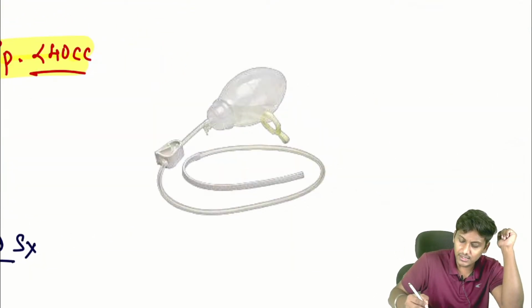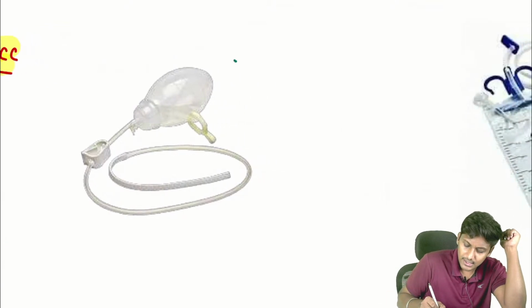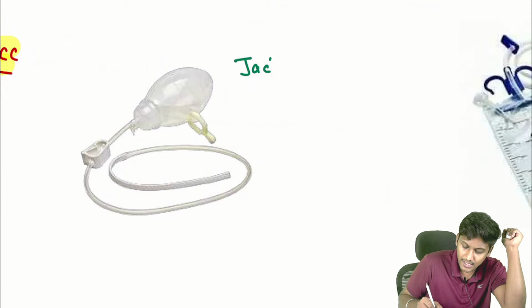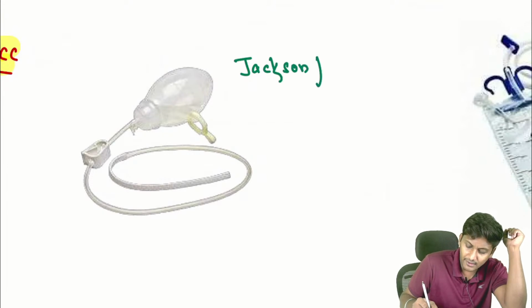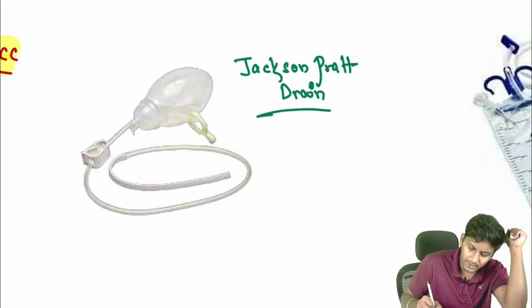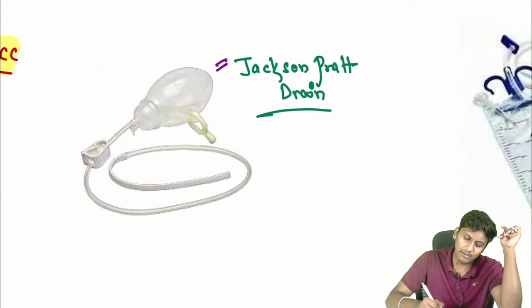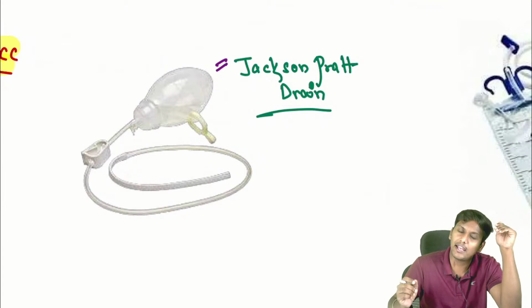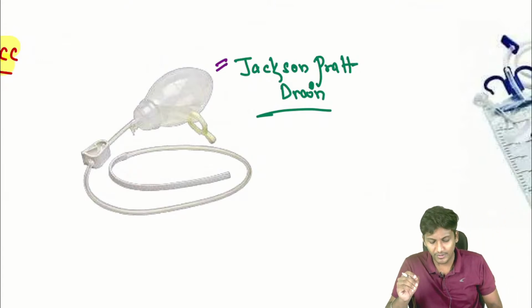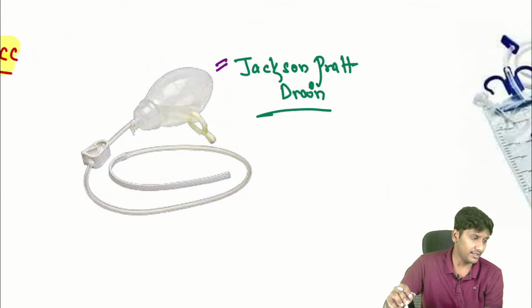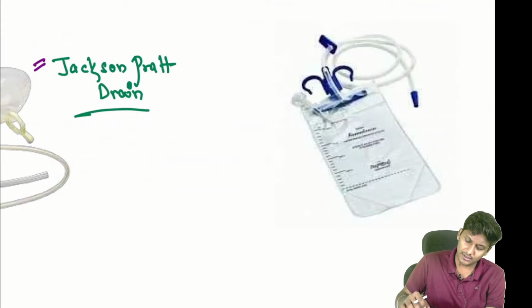Next one which is there, बच्चे, it is this one. What is this? This is actually a similar kind of drain, definitely, but this has a different name. It is called a Jackson-Pratt drain. This one which is there, it is known as the Jackson-Pratt drain. It is the same kind of a drain, a negative pressure drain, but a smaller or miniature version known as the Jackson-Pratt drain. Okay? Next important is this.